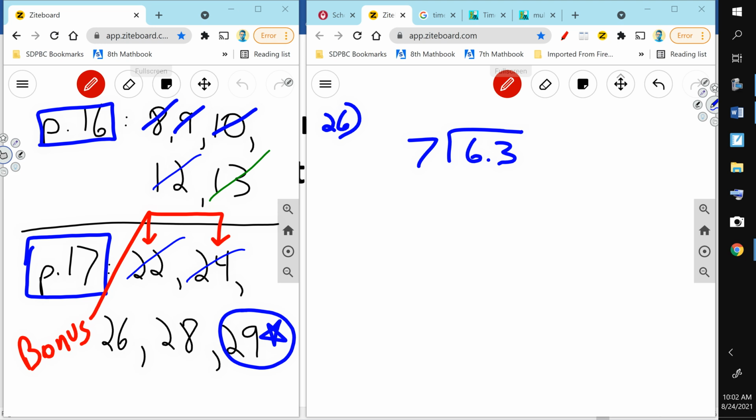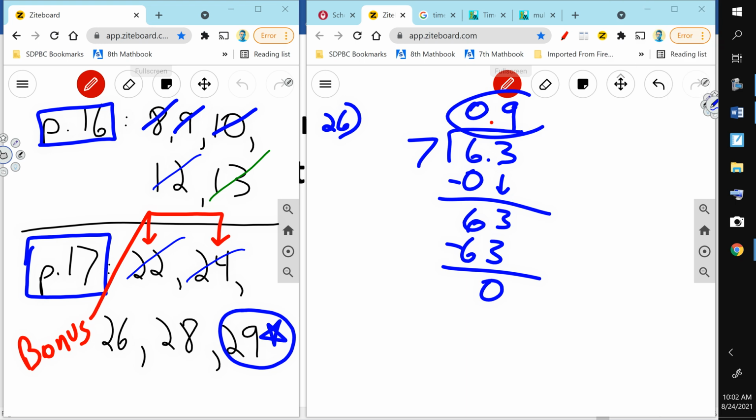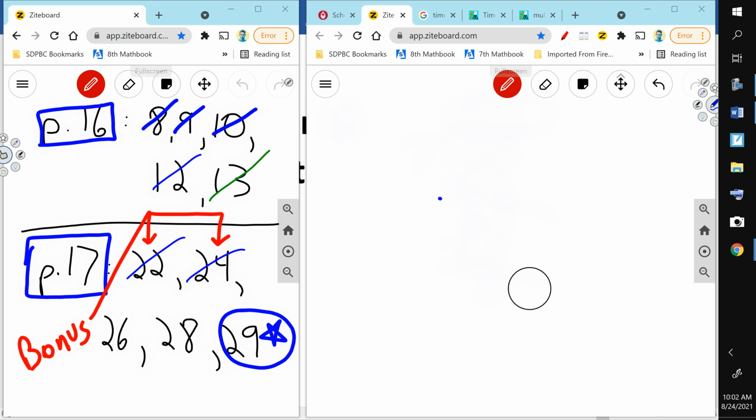7 goes into 6 how many times? Well, 0. 6 is too small. We're going to bring the 3 down. Before we forget, let's go ahead and put the decimal right here. And then ask ourselves, 7 goes into 63 how many times? Well, you know your multiplication. 9 times 7 is 63. Guess what? No remainder. There's our answer. That's number 26. Finish writing that down, and then move on to the next one, which is number 28.